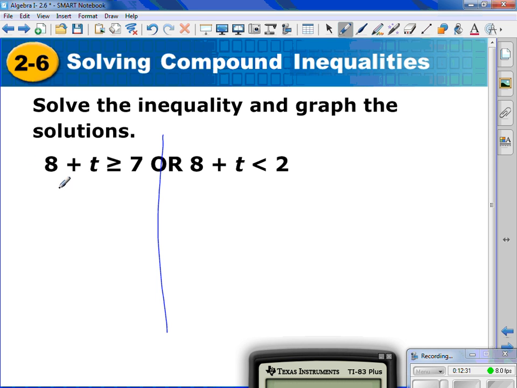What do I have to do here? Subtract 8, subtract 8. T greater than or equal to negative 1. Subtract 8, subtract 8. T is less than negative 6.